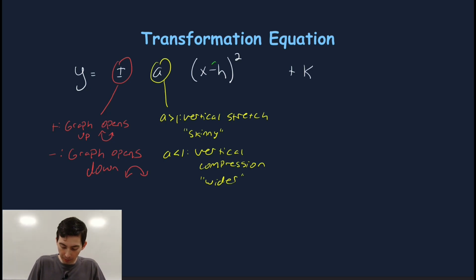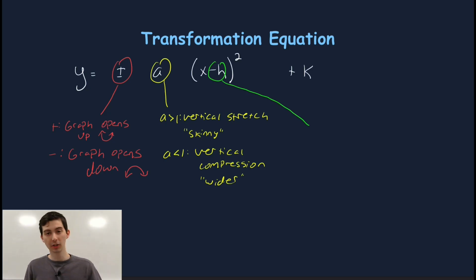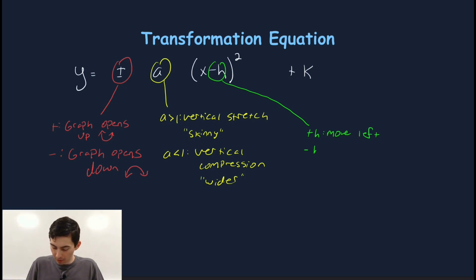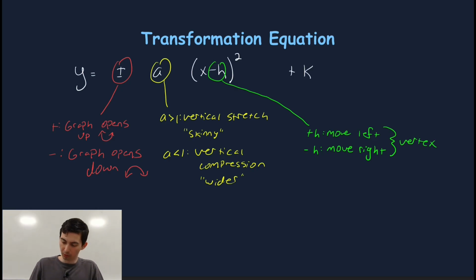Now this value inside our parentheses, h, is going to tell us how far left or right we're moving. And what we're talking about moving here is the vertex. So remember that h also does the opposite of whatever the sign is. So if we have a positive h, we're going to move left since we're doing the opposite. And if we have a negative h, we're going to move right. And again, this is moving the vertex point.